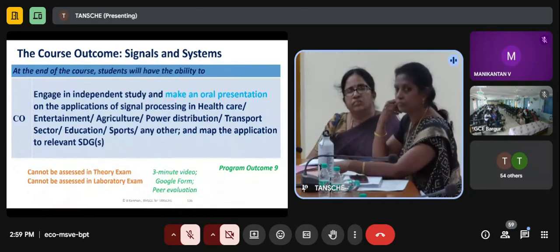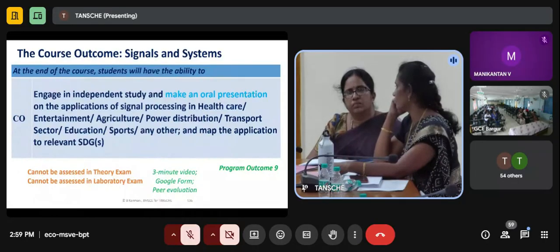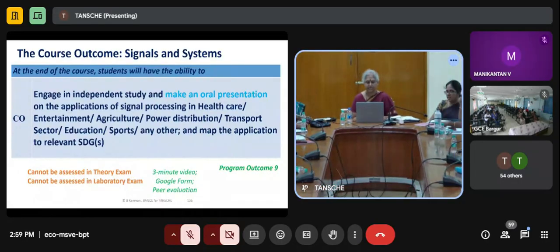Make an oral presentation. Which PO? Communication, PO 9. And of course, application of signal processing in healthcare and other things, and map it to the SDG. This is how, and how did we do it?